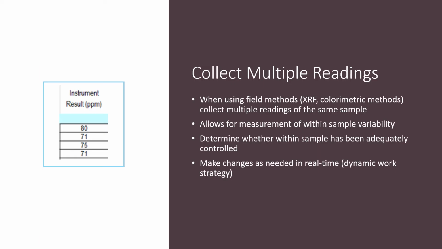Another thing that we can do to evaluate our data is to collect multiple readings of the same sample. When using field methods such as an XRF or colorimetric methods, collecting multiple readings of the same sample allows us to measure and quantify within-sample variability using the method of analysis that we've selected. We can determine whether within-sample variability has been adequately controlled by our sampling and analysis methods, and we can make changes as needed in real time using our dynamic work strategy to seek other methods of data collection if needed, depending on our data quality objectives.